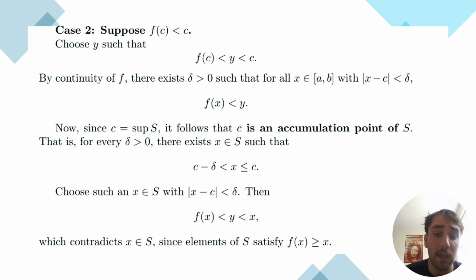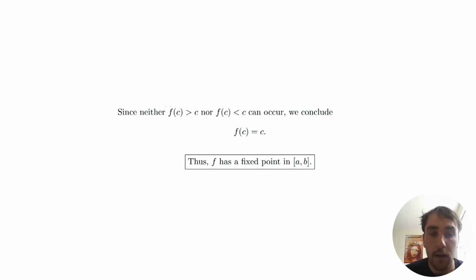And then that point has to be in the set S, which doesn't make any sense because it violates our rule for the set S, which is f of x has to be greater than or equal to x, but we found a point such that f of x is less than x. So this is also a contradiction. So since we found two contradictions, we've shown that f of C cannot be greater than C and f of C cannot be less than C. We can conclude that f of C must equal C, thus f has a fixed point in AB.